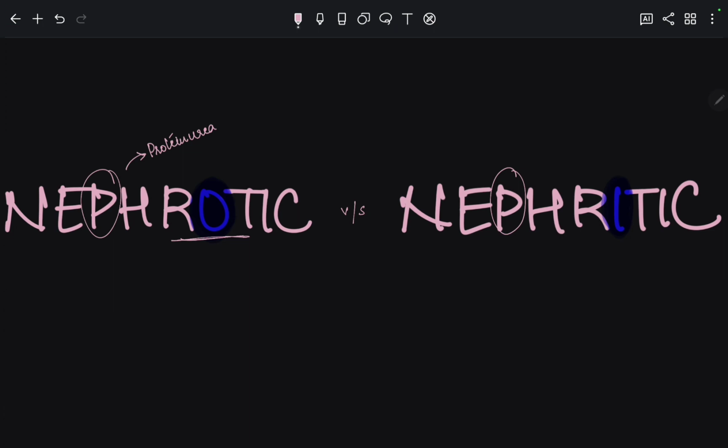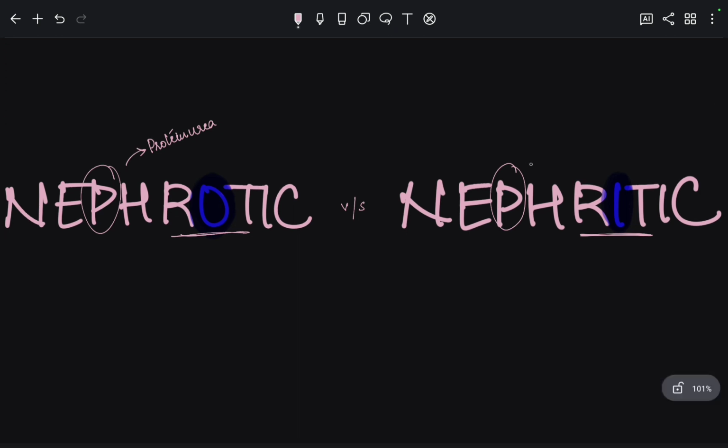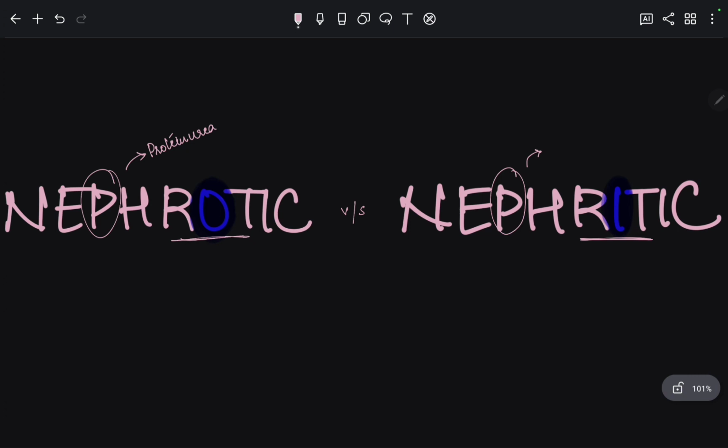Whereas in nephritic syndrome, the P before the I, the protein is in the right place. That means the protein is not in the urine, so there is no proteinuria. Rather, the other counterpart, which is hematuria, is seen here. Because the protein is in the right place, the blood will not be in the right place, and hematuria is observed in nephritic syndrome.